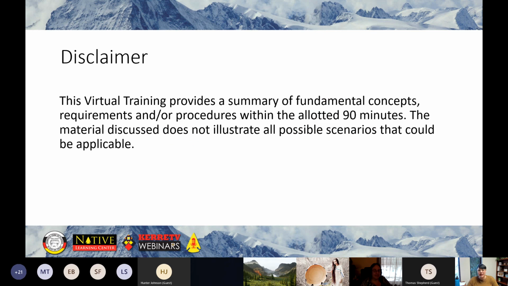Now, before we begin this session, we do have to do a disclaimer. This virtual training provides a summary of fundamental concepts, requirements, and/or procedures within the allotted 90 minutes that we set. The material discussed does not illustrate all possible scenarios that could be applicable to your particular situations. So just be mindful of that, but please do feel free to ask questions in the chat box as we go along.